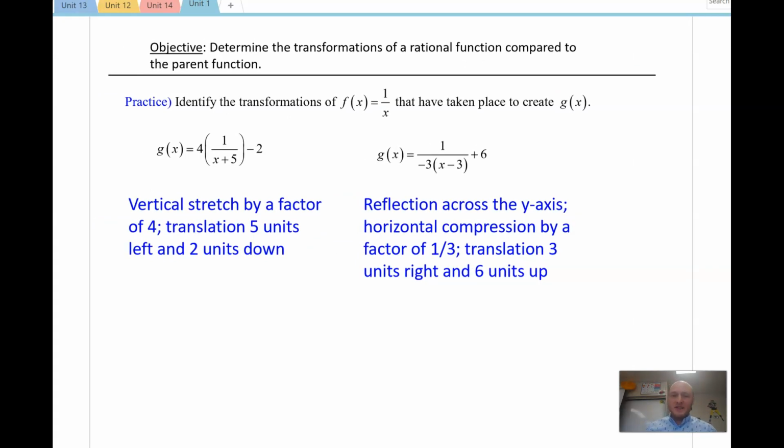All right, so nothing too crazy in this one. I would just say on the second example, I hope you picked up on the -3, which means that your b value is -1/3, right? You're going to have horizontal compression by a factor of 1/3, along with that horizontal reflection because it's a negative. Everything else should be pretty straightforward.